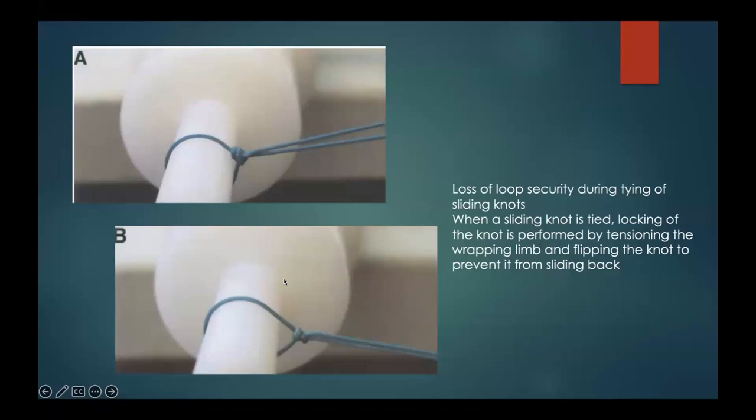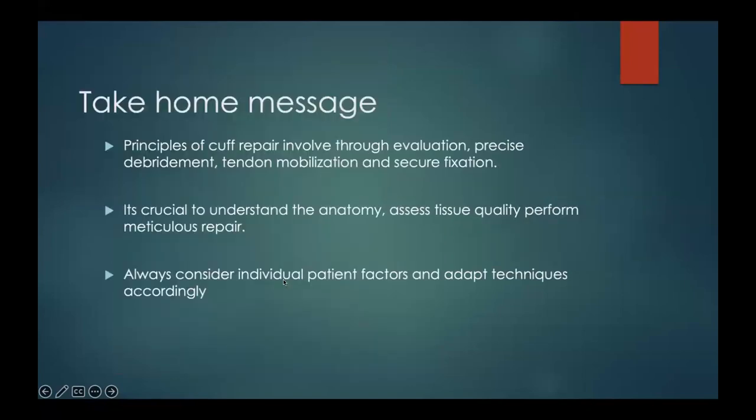This effect was seen in almost all the sliding knots which required a flipping maneuver to be locked, and was related to the locking mechanism of each knot. Thus, this factor must be considered when choosing an arthroscopic knot. The take-home message: the principles of cuff repair involve thorough evaluation, precise debridement, tendon mobilization and secure fixation. It's crucial to understand the anatomy, assess the tissue quality, and perform a meticulous repair. Always consider the individual patient factors and adapt techniques accordingly.